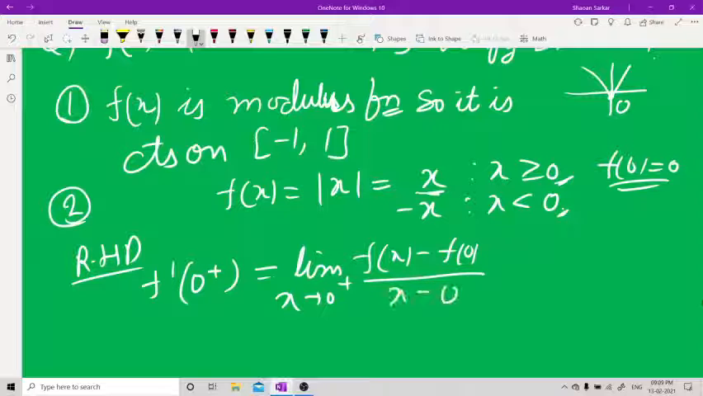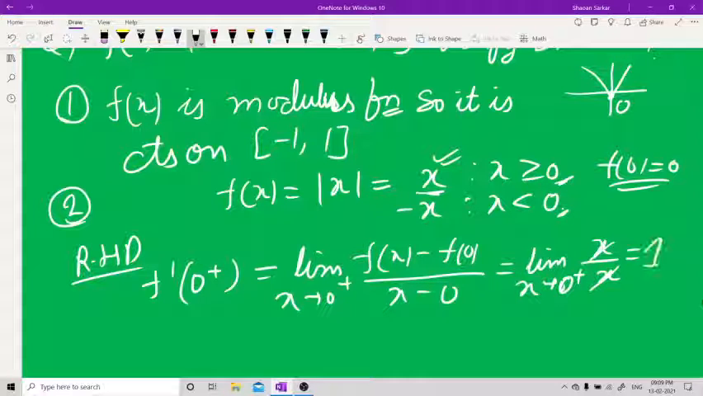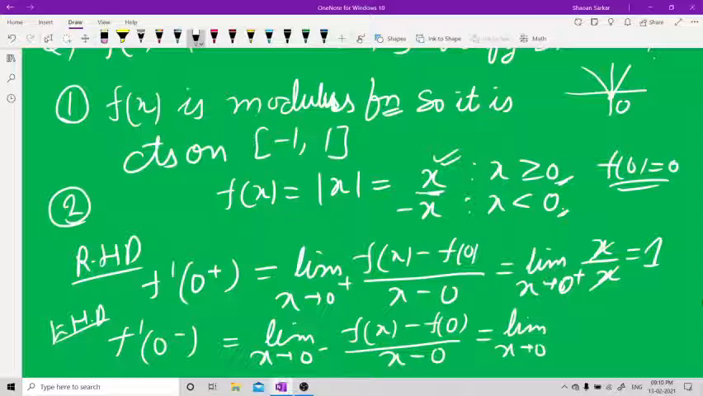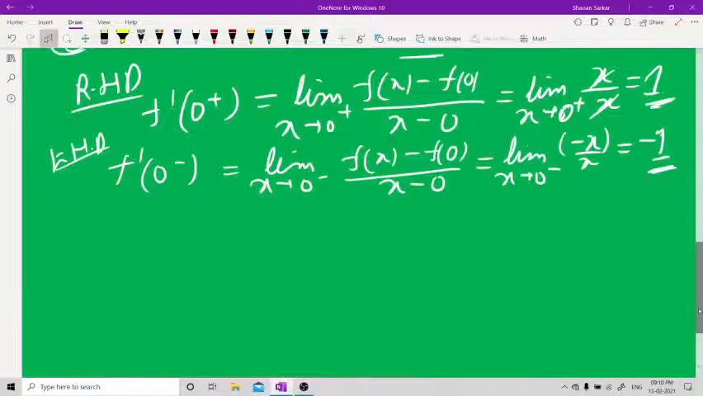That is nothing but the limit as x tends to 0+ of f(x)/x. Since x is greater than 0, f(x) is x, and x over x cancels out, so you get 1. The left hand derivative f'(0−) is the limit as x tends to 0− of (f(x) − f(0)) / (x − 0). For x less than 0 you take the part of the function −x, so −x upon x gives −1. So both of these are not the same, as f'(0+) is not equal to f'(0−).